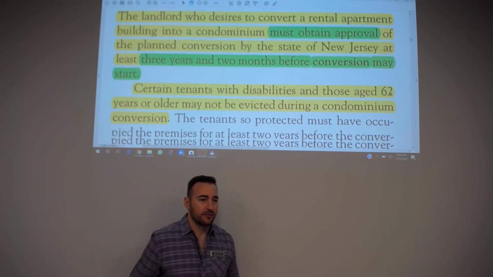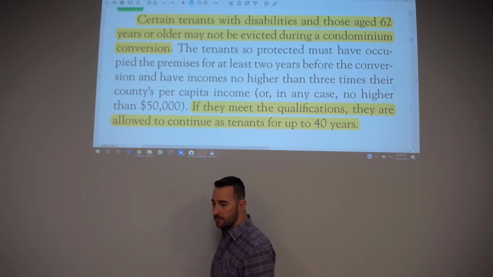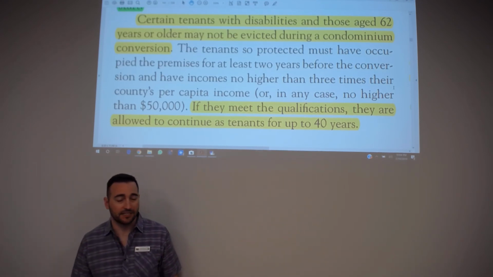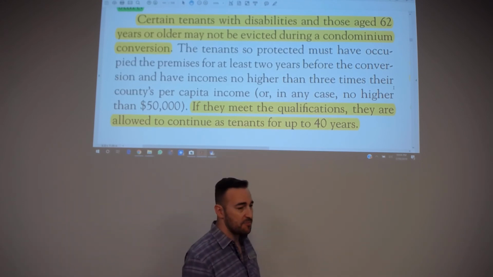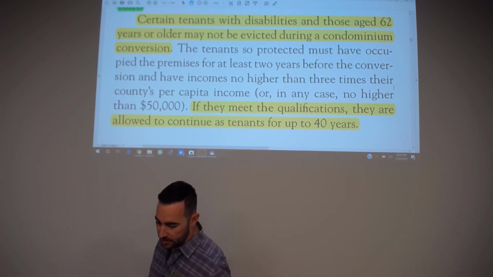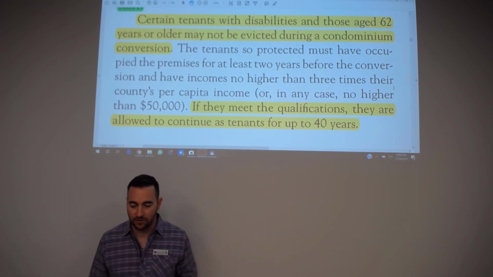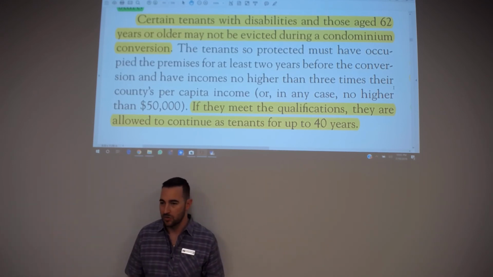Now, for us to convert to condos and sell the units, we need to kick out the tenants, right? But here's the thing. Certain tenants are protected. Tenants with disabilities and those aged 62 or older may not be evicted during the condominium conversion. The tenants so protected must have occupied the premises for at least 2 years before the conversion and have incomes no higher than three times their county's per capita income, or in any case, no more than $50,000. If they make more than $50,000, they don't qualify for this. If they make less, then they are protected.